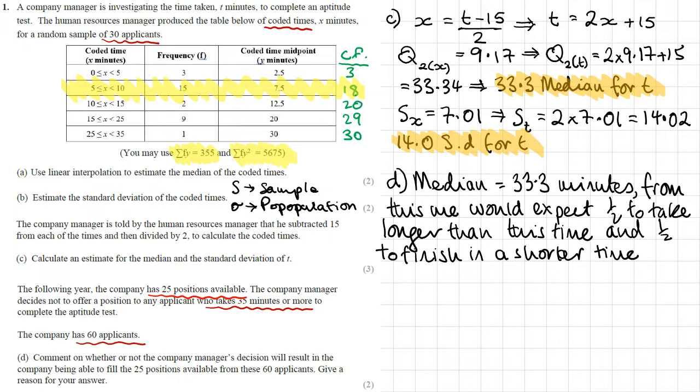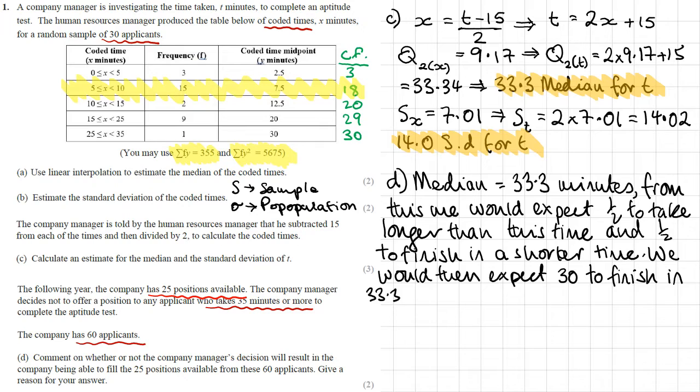So if we've got 60 applicants, we would expect half of those to finish in time. Okay, so we'll just write that down. We would then expect half of the 60, 30, to finish in 33.3 minutes or less.